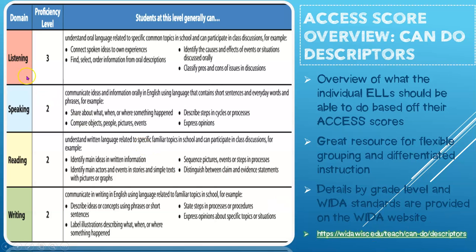And looking here, you can see in respect to listening, this child can understand oral language related to specific common topics in school and can participate in class discussions. For example, connect spoken ideas to own experiences, find, select, order information from oral description. So if you're trying to see exactly what your English language learner is able to do, this here will give a breakdown of what they're able to do in each one of those domains.